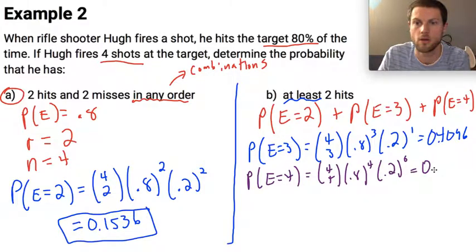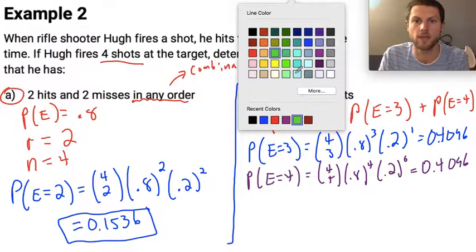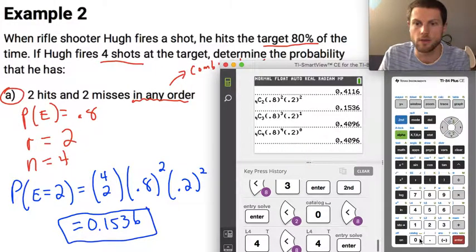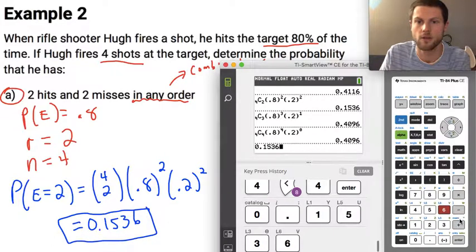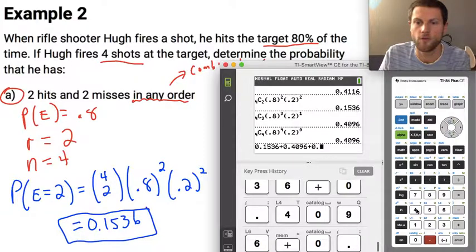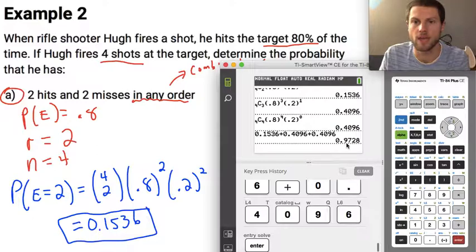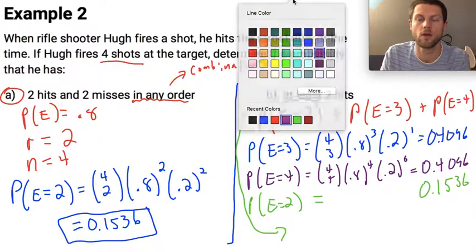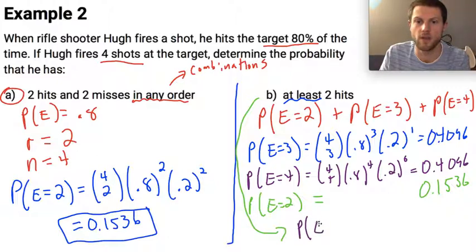So when I add that up, let's take the probability of the event occurring exactly twice, 0.1536, plus 0.4096, plus 0.4096. That equals 0.9728. I'll list this as the probability of the event occurring at least 2 times, which is really greater than or equal to 2. And that's going to be equal to 0.9728.